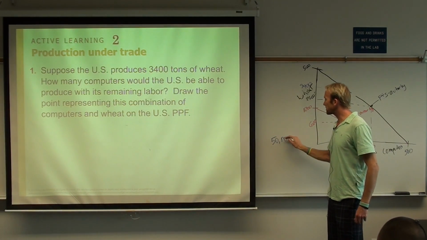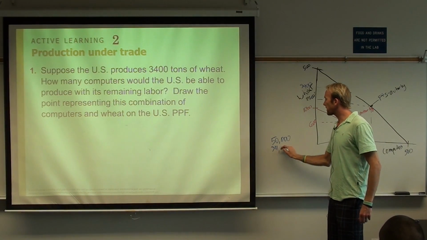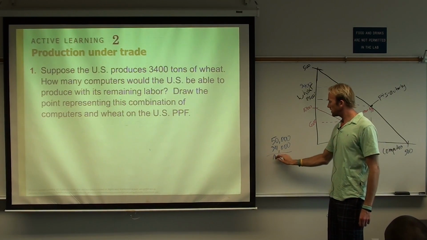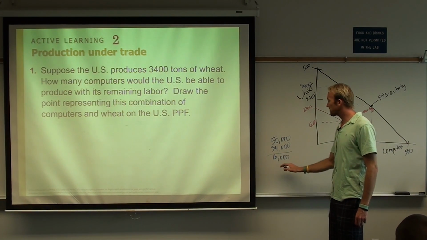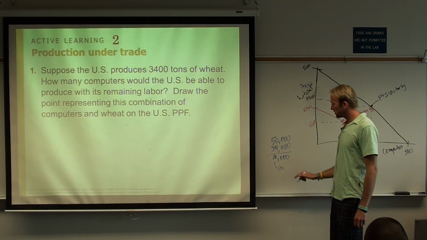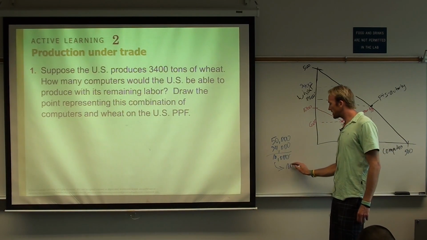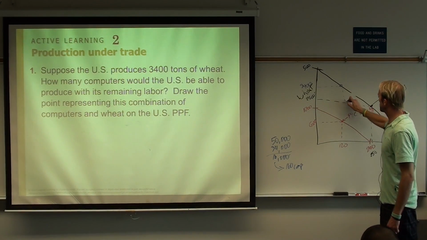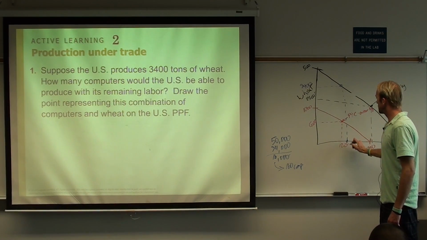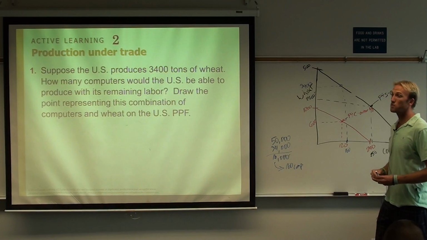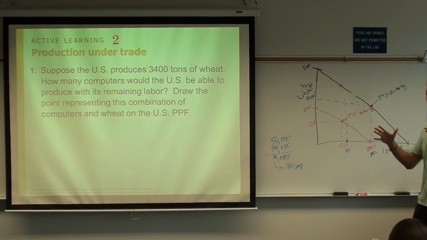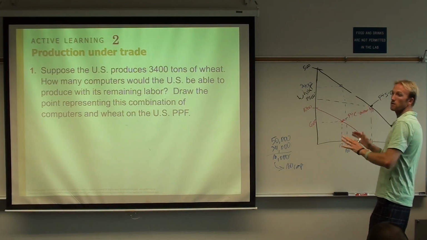So there's 50,000 minus 34,000 equals 16,000. And how many computers does that equal to? 160 computers. Awesome. So this should come down here to 160. So the United States is producing at this point. Now, if they were not going to trade, they would just also be eating at this point too. Okay?